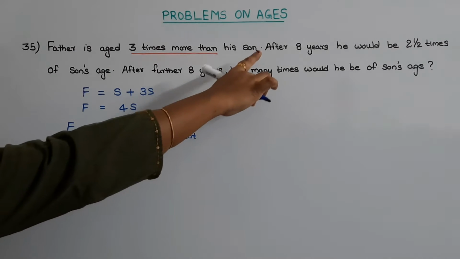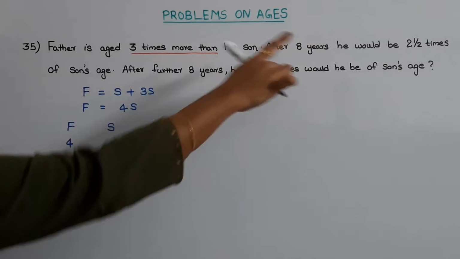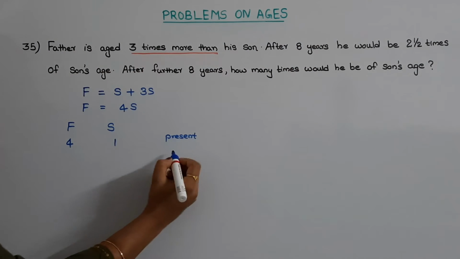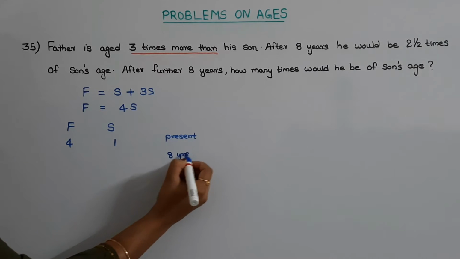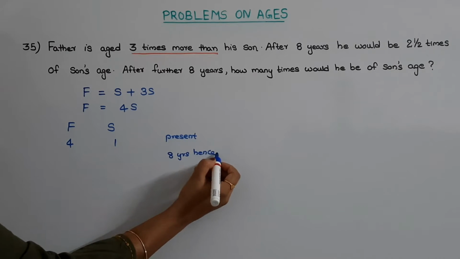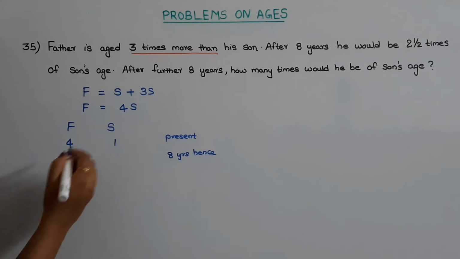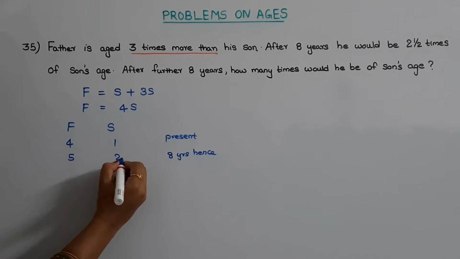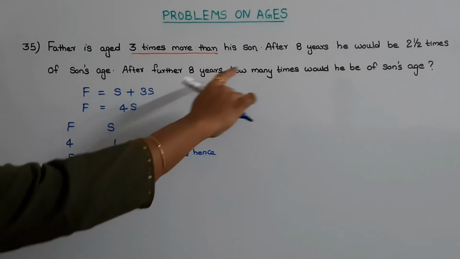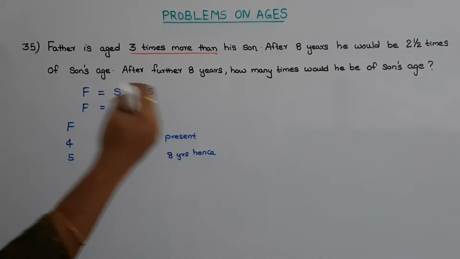Then they are telling that after 8 years he would be 1/2 times of son's age. So 8 years hence, father's age will be 1/2 times of son's age, that is the ratio will be 5:2. We need to find out the ratio of their ages after further 8 years.